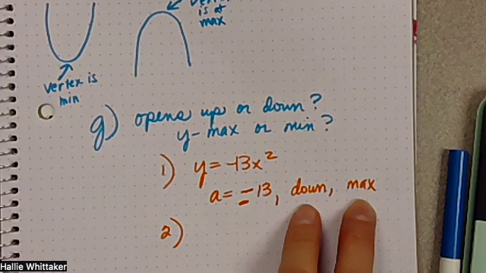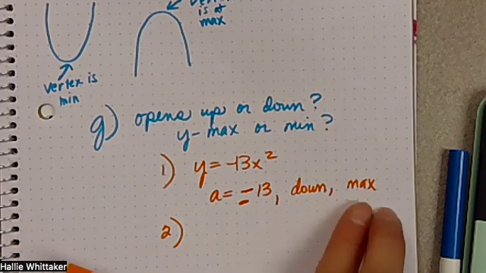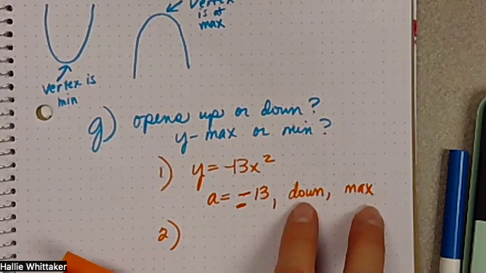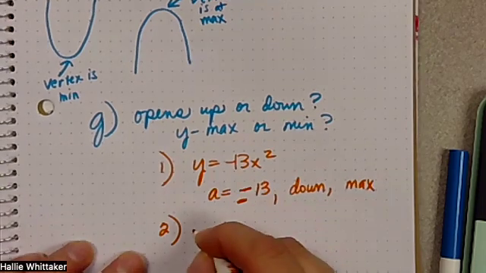Well, look and see. I think they ask you in your workbook to tell first if it opens upward or downward, and then if it's a max or a min. So you may need to give me 2 of these. So just see what they want.